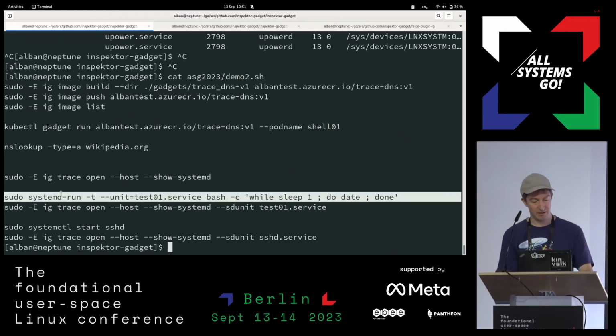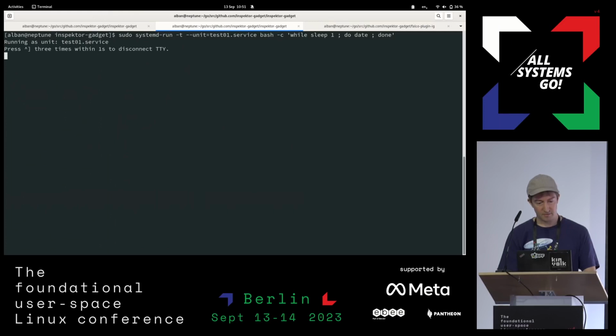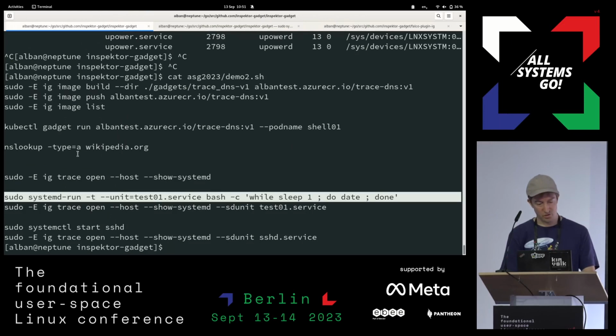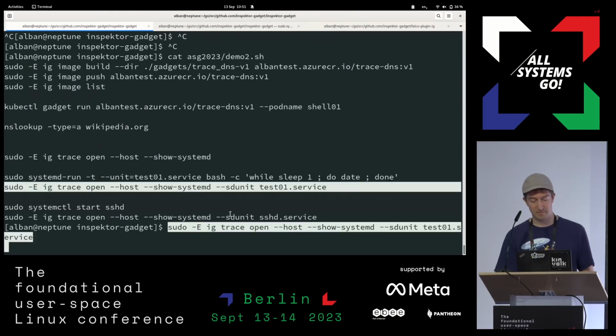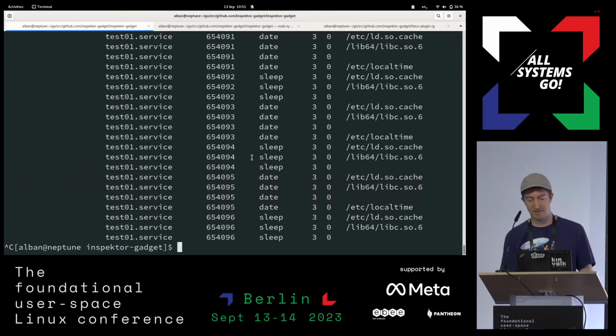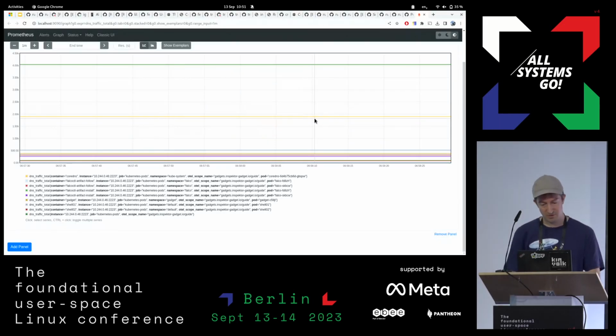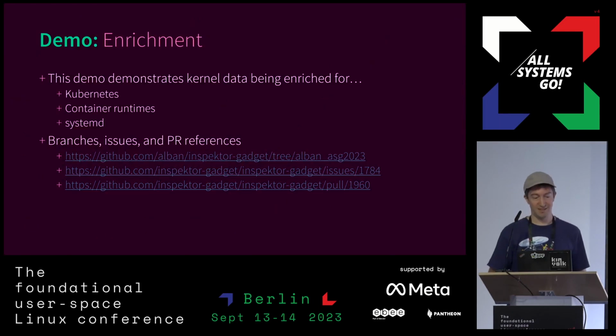For example, here I can run a new systemd unit using systemd-run. I will do it in a different shell, a bit bigger. So now I have a new systemd unit running some bash script, and I should be able to trace only this one. I pass the flag sd-unit, and now you see the script. I can see which process is opening which file and so on. Okay, so that was a demo of enrichment on Kubernetes, but also on systemd.